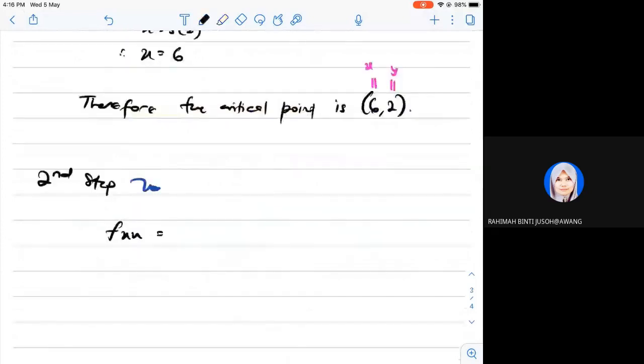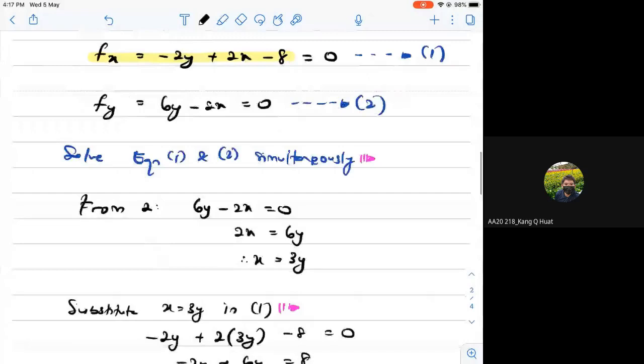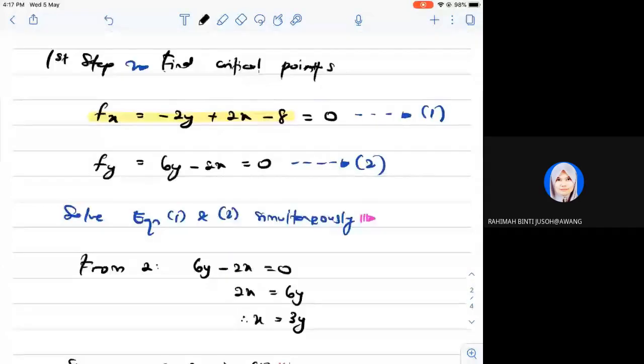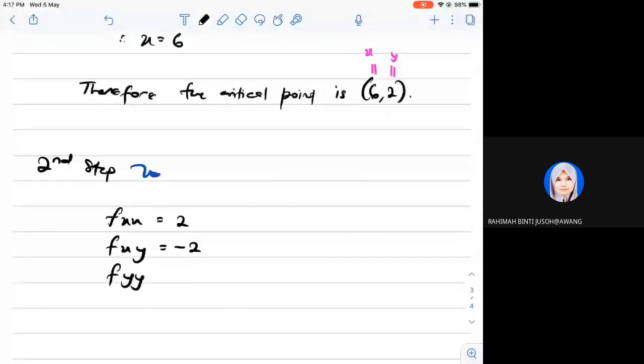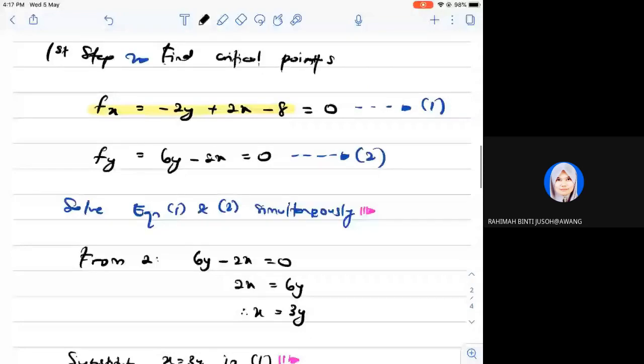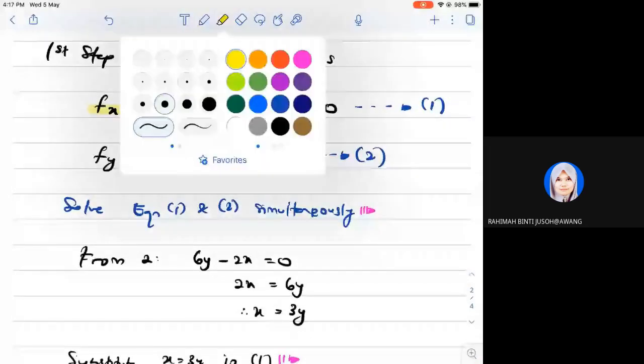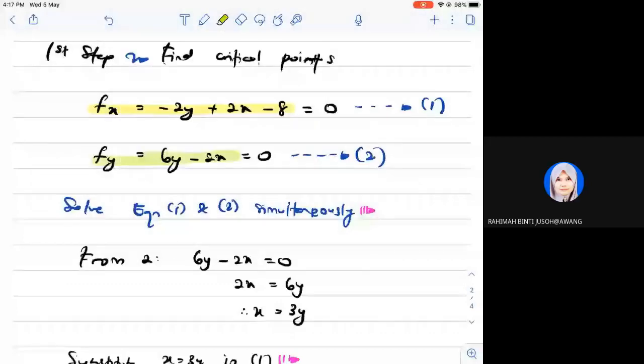And then differentiate again with respect to y. Differentiate terhadap y dapat apa guys? Negative 2. Yes, negative 2. Okay, good. Negative 2. And then cari fyy. Fyy kena refer pada fy lah. Refer yang kat bawah pula. Differentiate again with respect to y. 6. Yes, very good. So we will get 6. Okay, so dapatlah 6.